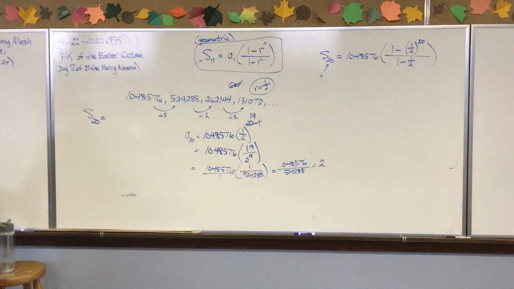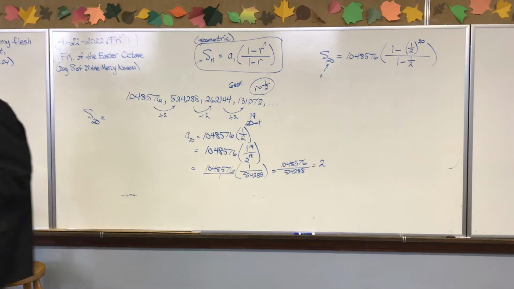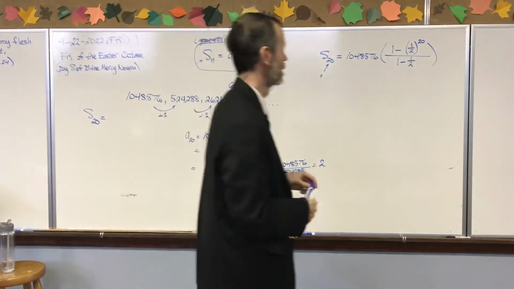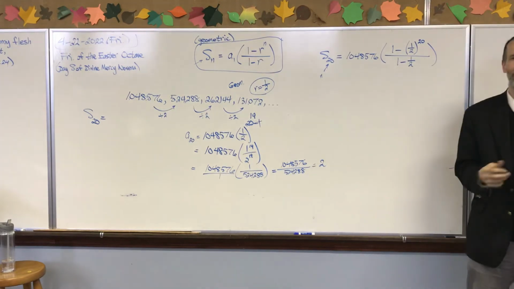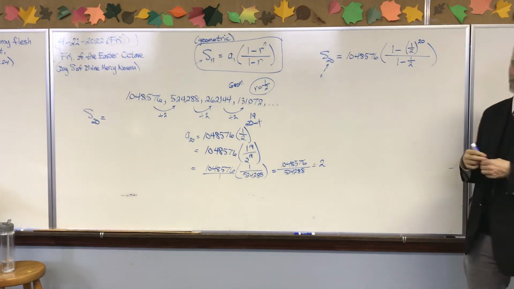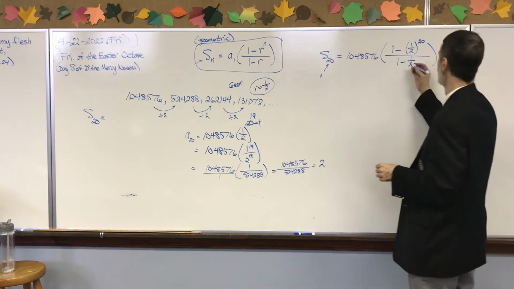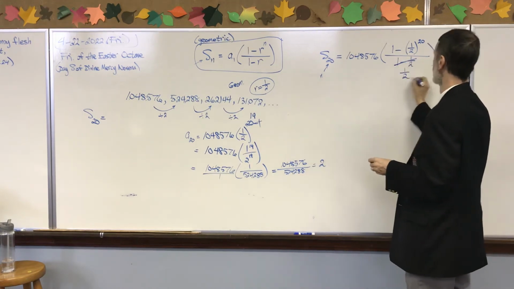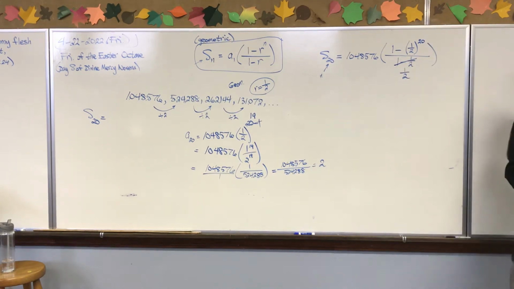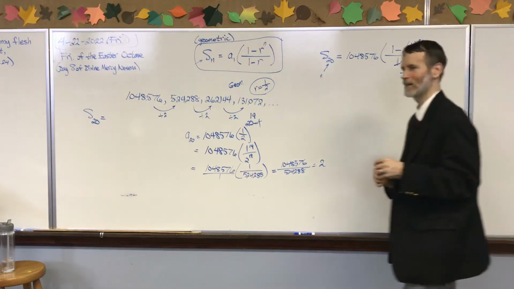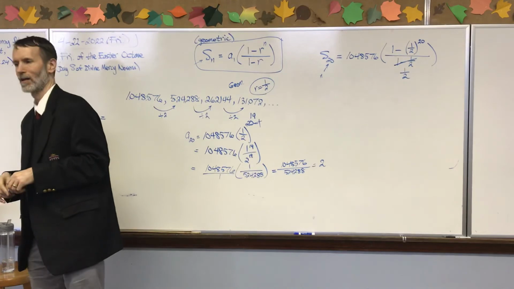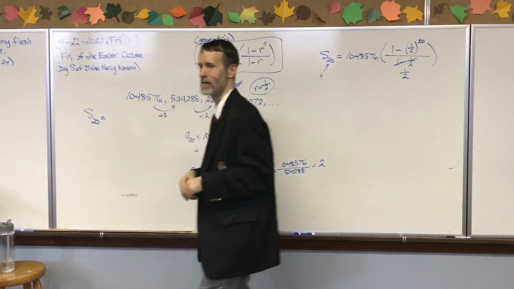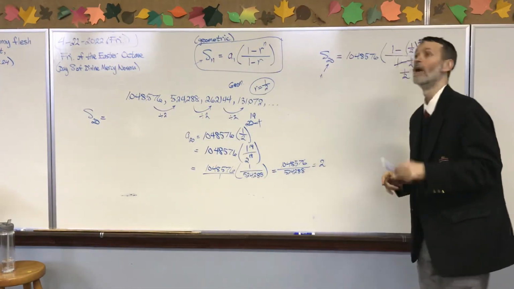You use all of your arithmetic skills from the last 5 years. I want you to simplify that. What's the first and easiest thing to simplify? 1 minus 1/2. What is 1 minus 1/2? 1/2. Can anybody see anything else we could do with that? How do you divide by a fraction? Find the reciprocal and multiply by it.